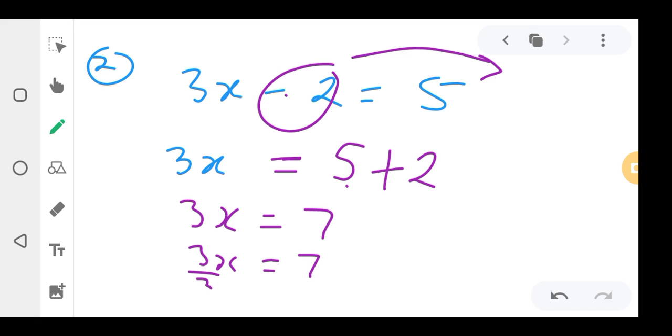So you divide by 3 because you're trying to remain with x. So x is equal to 7 over 3. There's no space down, so I have written it on this side, but when you're writing, you write it downwards. Okay, so that is question 3.